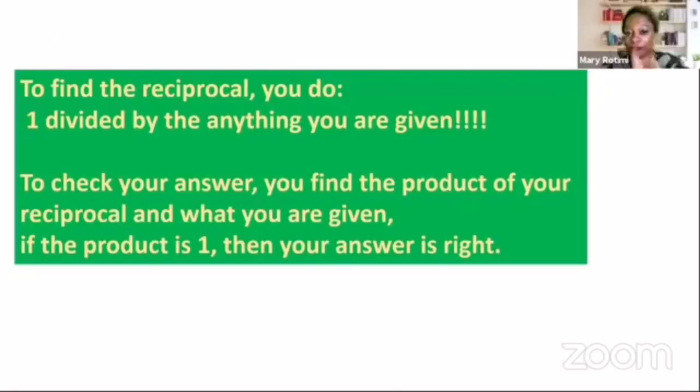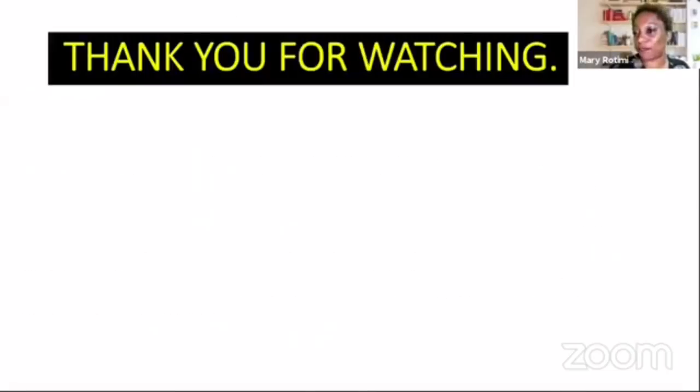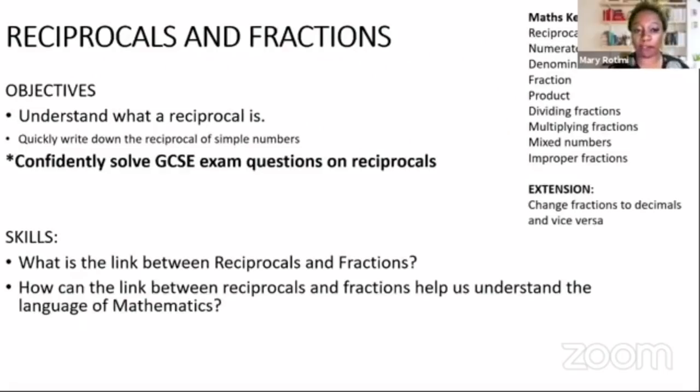Remember these key skills here I've written here. To find the reciprocal, you do 1 divided by anything you're given, and to check your answer, you find the product. Product means times, multiplication. You find the product of your reciprocal and what you're given. If the product is 1, then your answer is correct or your answer is right. Thanks for watching, and I really love the fact that you were able to watch me. And remember, you should now understand what the reciprocal is. You should now be able to quickly write down the reciprocal of simple numbers, and you should confidently solve GCSE exam questions on reciprocals.